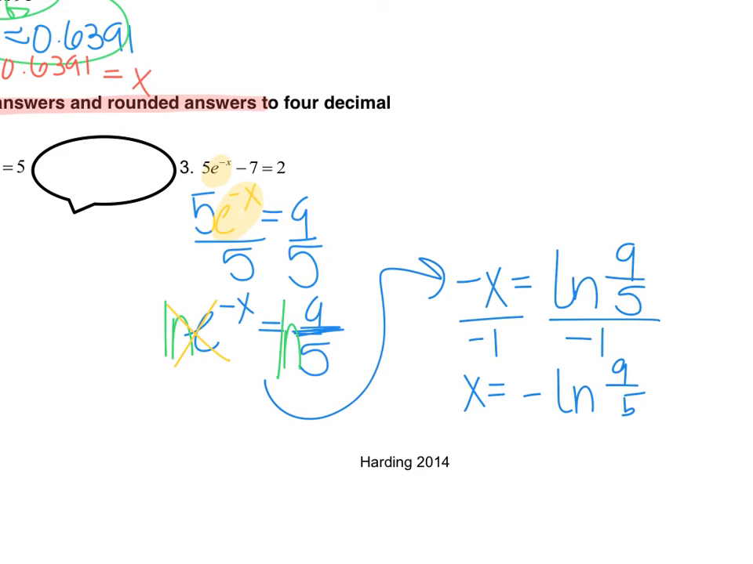Okay? X is by itself, and my final solution for the exact, I plug that into my calculator, and I should get approximately negative 0.5878. Okay?